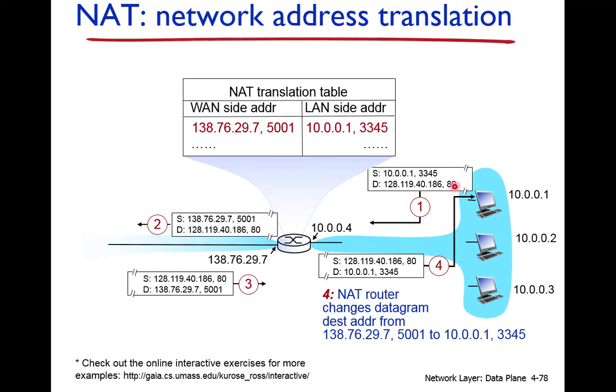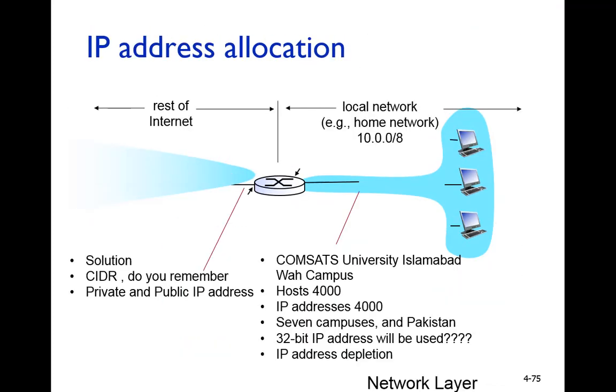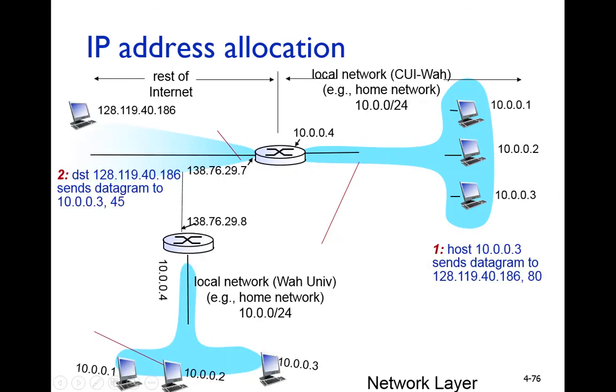So you can see that NAT solves the problem of conversion between public and private IP addresses. NAT is basically working for this purpose. We have discussed the IP address depletion problem. To handle it, we need private and public IP addresses. The private IP addresses are assigned within the network, so they are only known within the scope of the network.